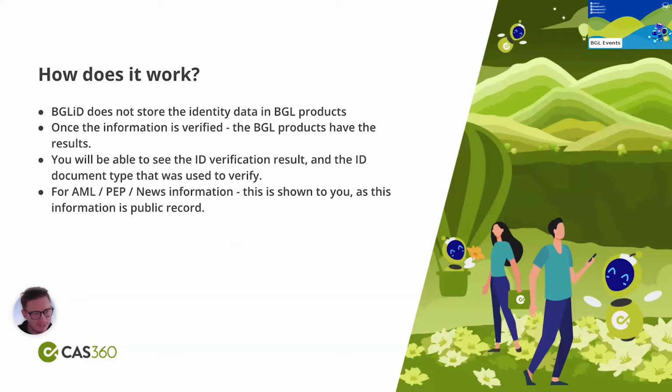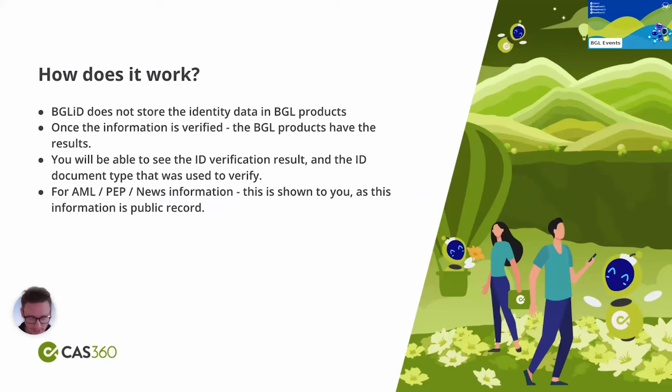So a couple of key points about the BGL ID service. BGL ID does not store the identity data in the BGL products. Certainly if you use the request information, that ID data does not touch CAS 360 or Simple Fund 360, for example. What happens is we verify that data and we give you the result. The TPB's recommendations and the ATO's recommendations are really clear on not holding that identity information. And we've tried to build the system to work within those recommendations.